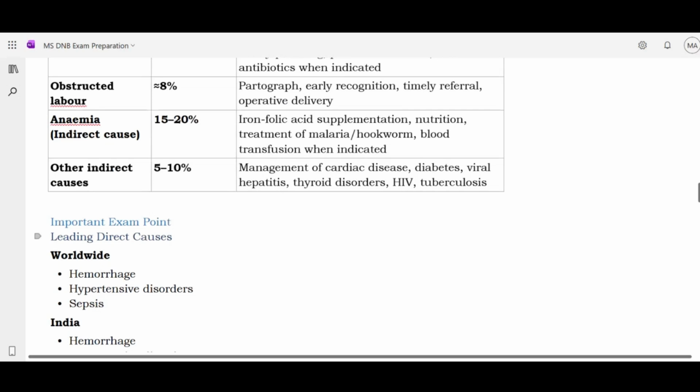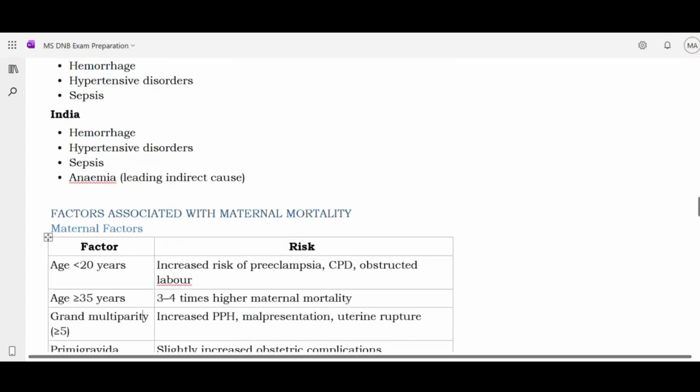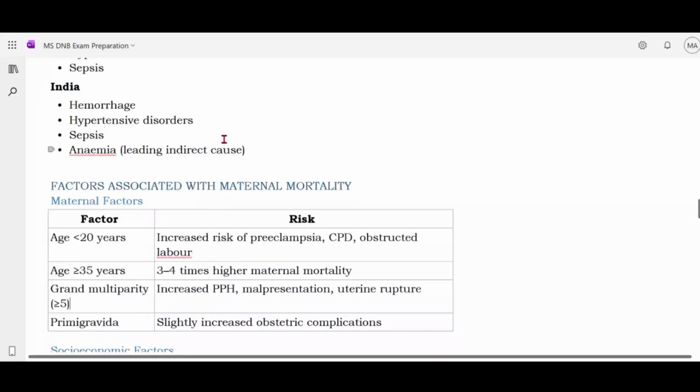From the examination point of view, you should know the leading causes. What are the leading direct causes worldwide? Hemorrhage, hypertensive disorders, and sepsis. The same causes are there in India also: hemorrhage, hypertensive disorders, and sepsis. Apart from this, the indirect cause will be anemia. So the leading indirect cause is anemia, and the direct causes are hemorrhage, hypertensive disorders, and sepsis.